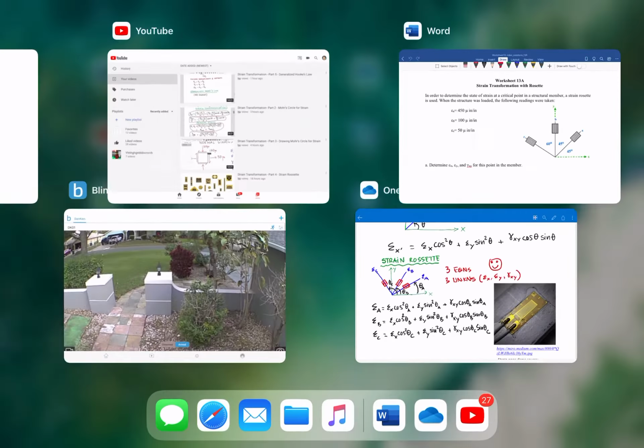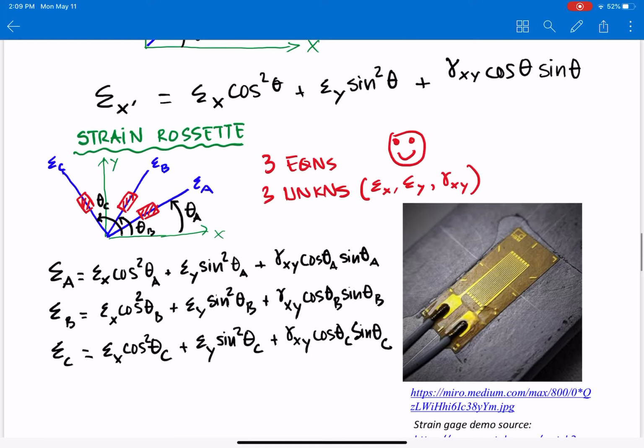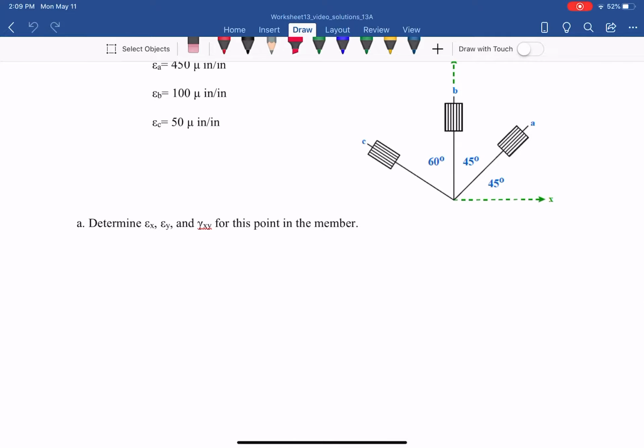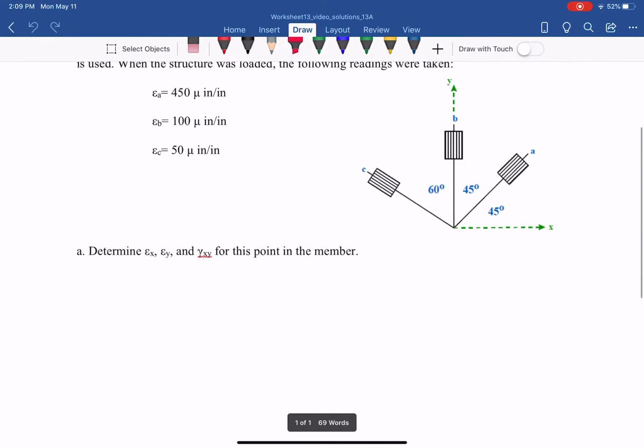So basically, from the rosette equation, here we have 3 equations and 3 unknowns, and we can solve for them. So let's write down the 3 equations here. We have epsilon A, and that is 450 micro, so we just go ahead and write the 3 equations from this setting. So epsilon A equals 450 micro.